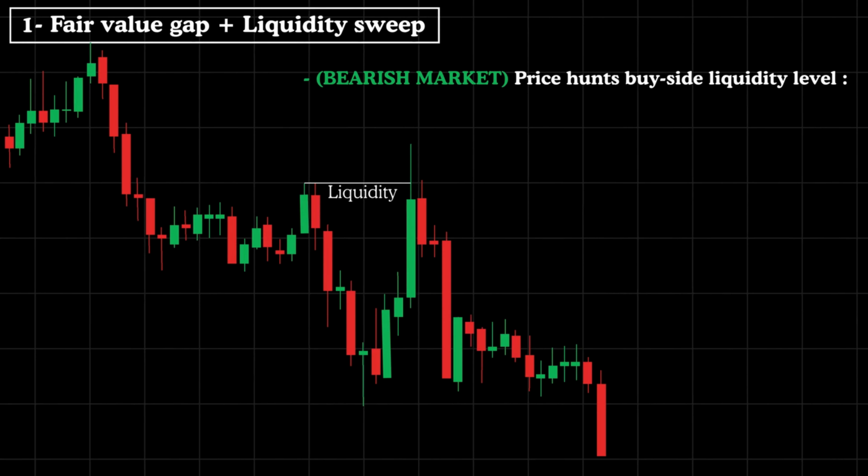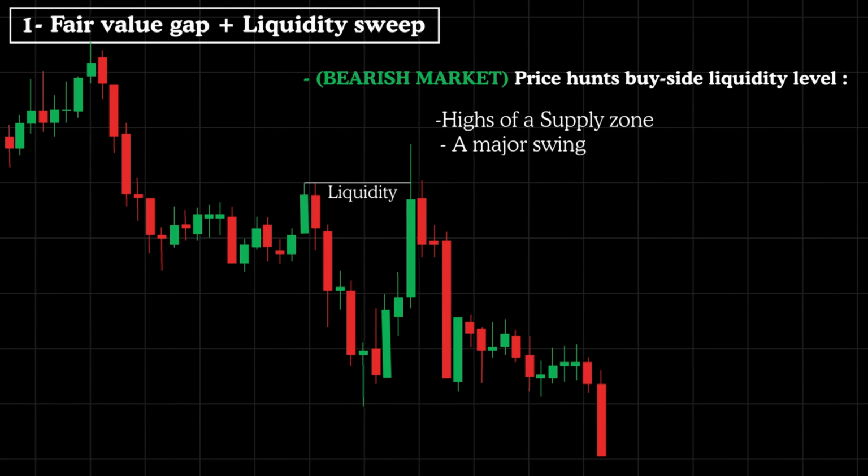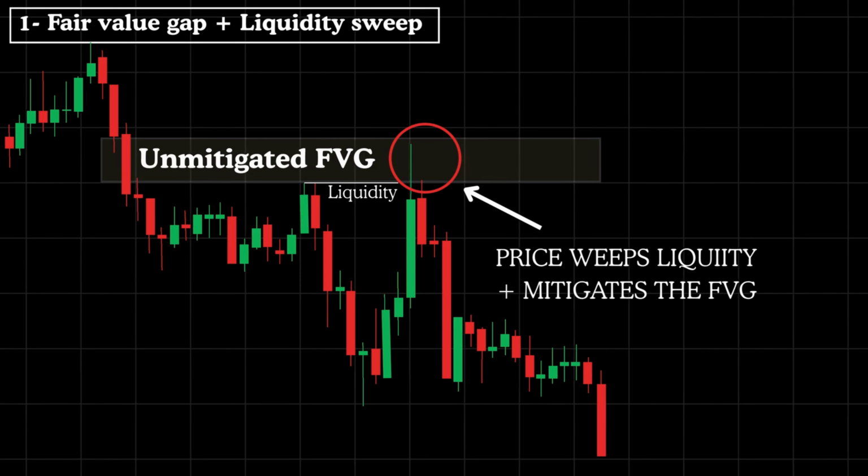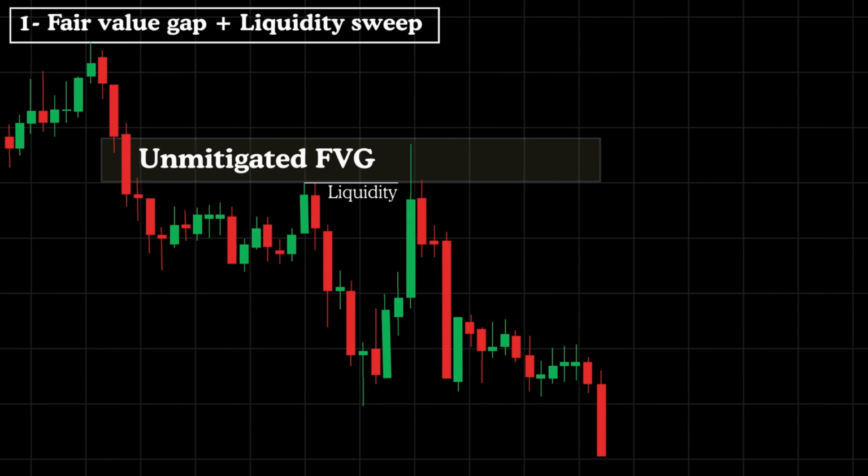Price targets buy-side liquidity such as the highs of a supply zone or recent swing highs, then reacts to a bearish classic FVG. The crucial point in both setups is that the liquidity sweep happens right before price reaches the unmitigated fair value gap. This alignment often leads to strong directional movement.